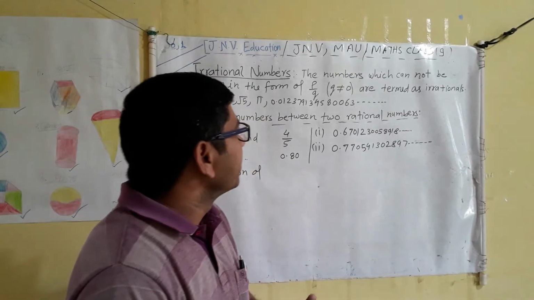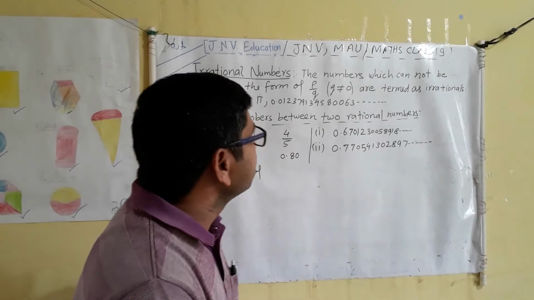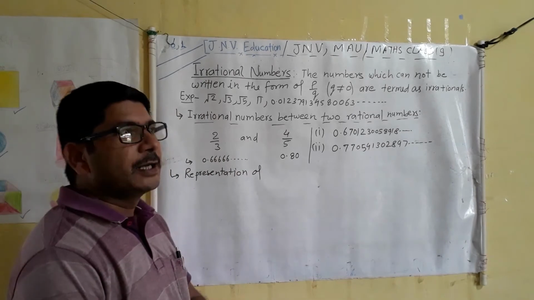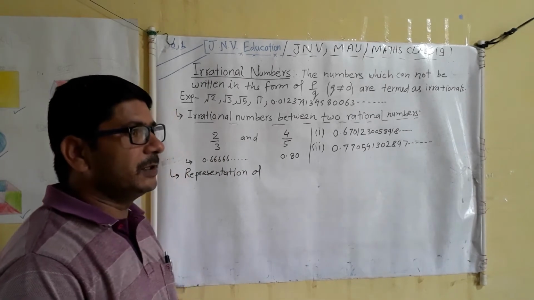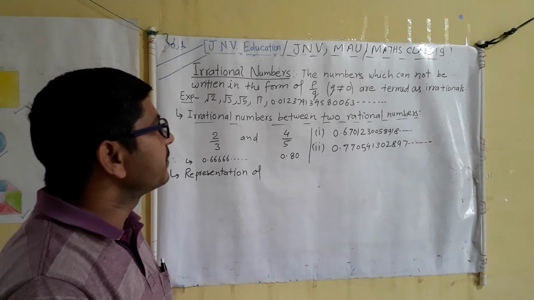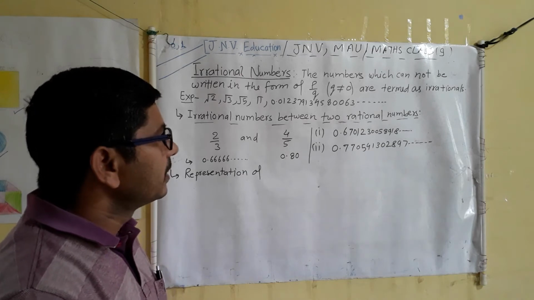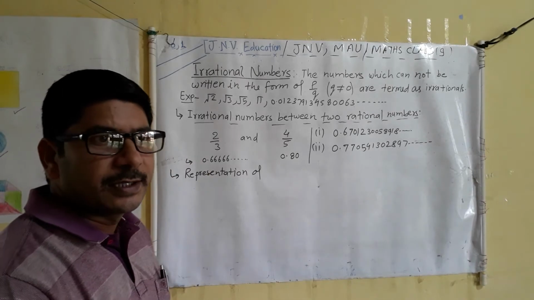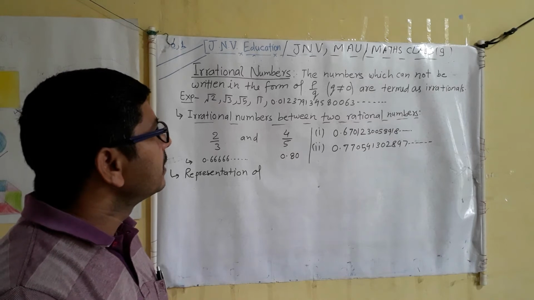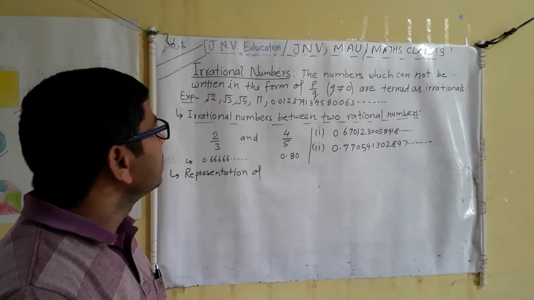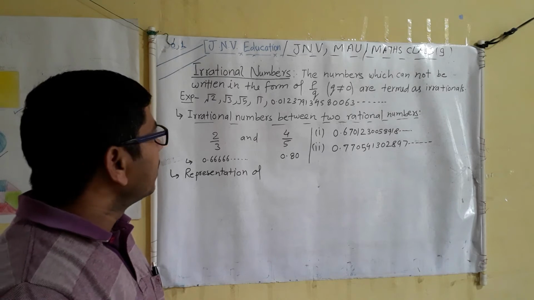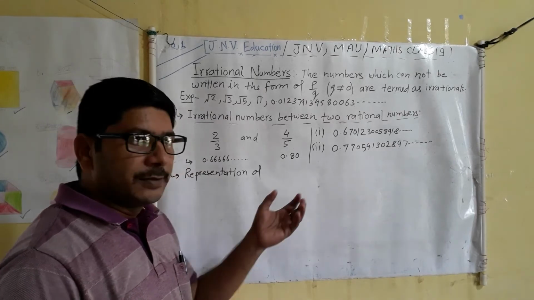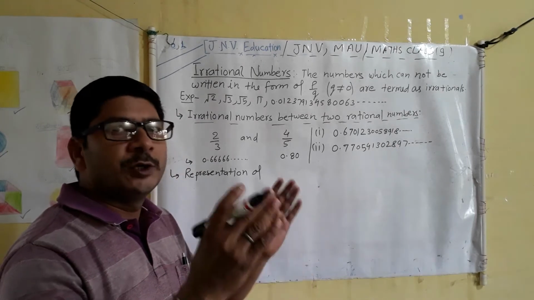So now let us start our teaching. Yesterday we discussed rational and irrational numbers, and there were some examples with specific explanation and concept. Today we are going to learn irrational numbers in special views and with special examples, and also we will discuss how we can write many irrational numbers in between any two rational numbers.